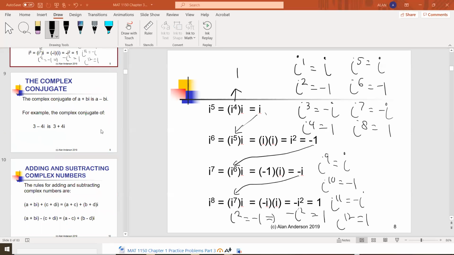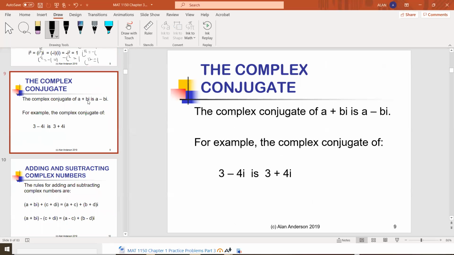Now, here's an interesting concept. And this might be something you may have seen before, the idea of the so-called complex conjugate. So for any complex number a plus bi, a minus bi and a plus bi are considered to be complex conjugates of each other.